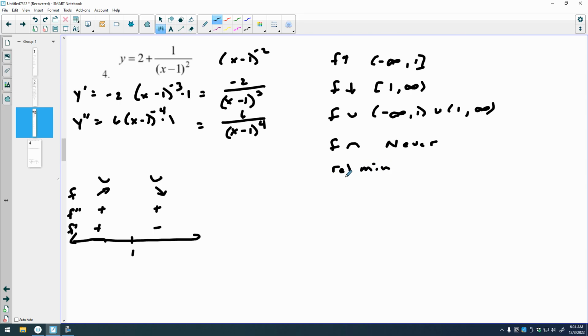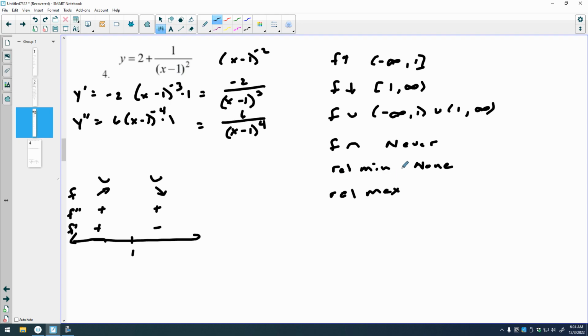Relative min. Where does it go from decreasing to increasing? Relative min, never. Where does it go from increasing to decreasing? Relative max. Looks like it should be at 1. Here's a problem. Put 1 back in here. Y is not defined at 1.